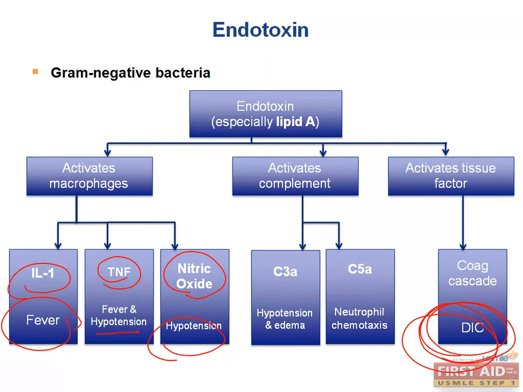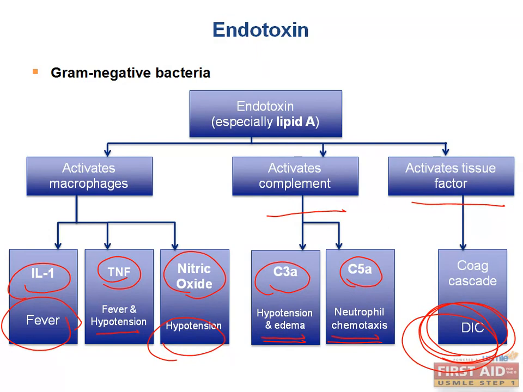Lipid A can also activate the complement pathway, with C3A also causing hypotension, in addition to promoting edema. C5A is a powerful chemotactic agent and will attract neutrophils to the site of the infection. Finally, endotoxin is capable of activating tissue factor, which initiates a coagulation cascade, and DIC, or disseminated intravascular coagulation.